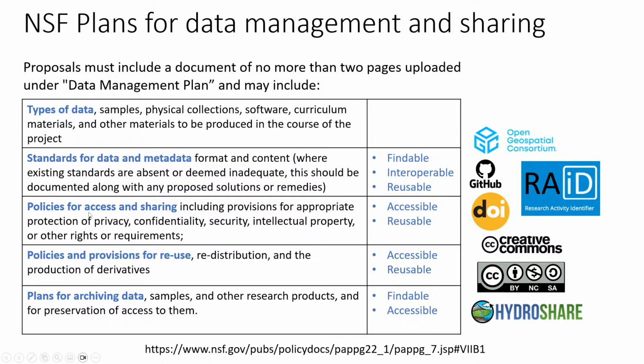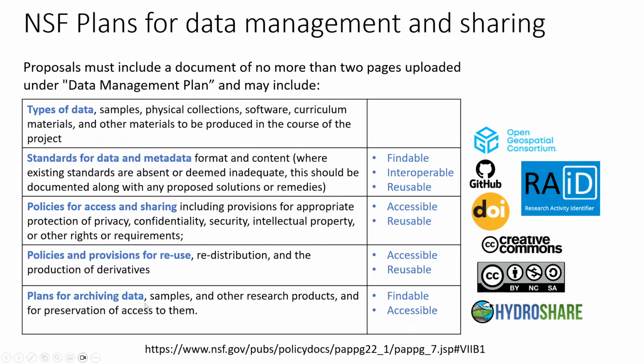Yeah. Policy for access and sharing. I will include provisions for appropriate protection, like if there are any privacy or confidentiality issues. For example, if you are doing an interview and it has confidentiality issues, that needs to be mentioned. Also security issues, intellectual property, or other rights. This has to do with accessibility and reusability. Policy and provision for reuse, redistribution, and production of derivatives. This again has to do with accessibility and reusability.